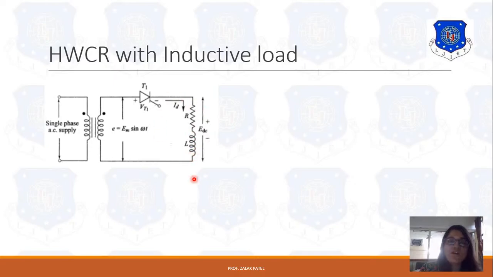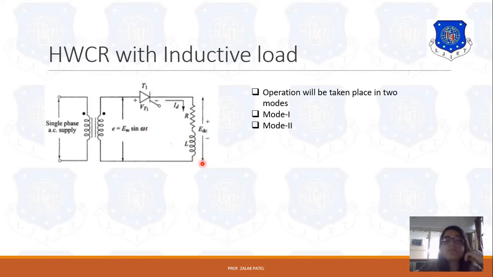inductor. Because of this type of construction, there will be some lagging or leading of current, or maybe voltage lagging and voltage leading can take place, because here the impedance is not purely resistive but an inductive part is there. Here the operation takes place in two modes, mode 1 and mode 2. It is divided on the basis of the range of the firing angle.